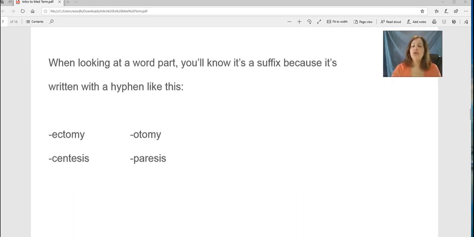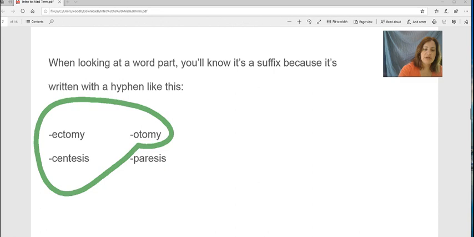And you'll know you're looking at a suffix when I'm only giving you part of a word because it has the hyphen at the beginning, meaning something has to go at the beginning and you're looking at the end of the word. Ectomy, otomy, centesis, paresis. Okay. These three are all procedures.